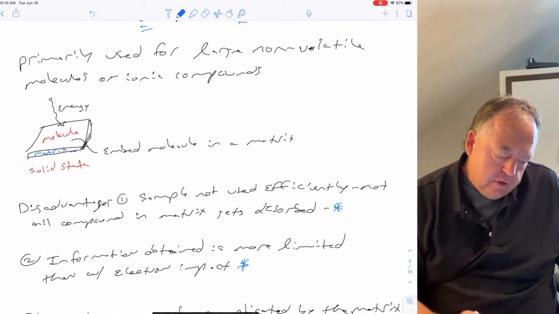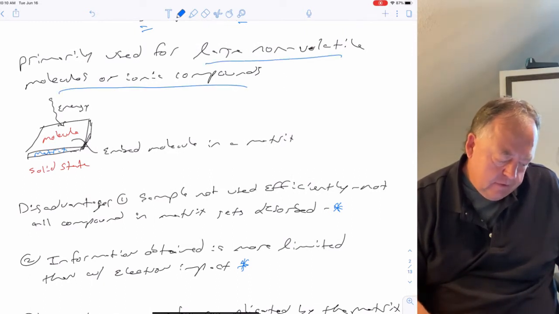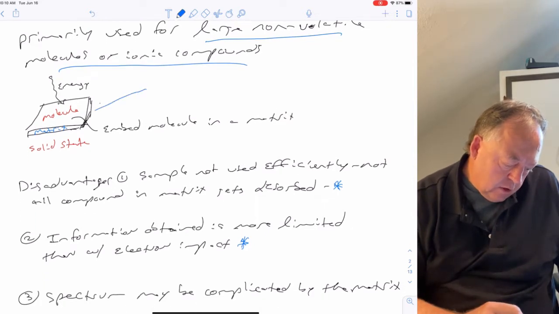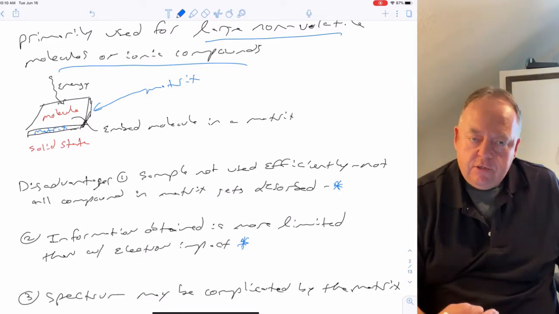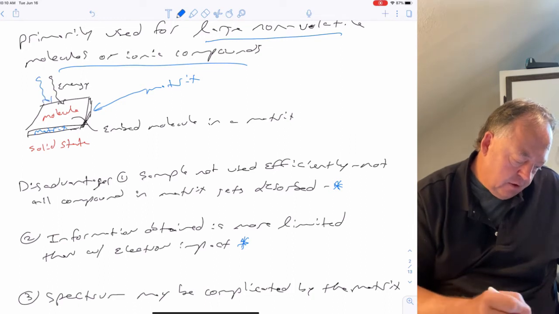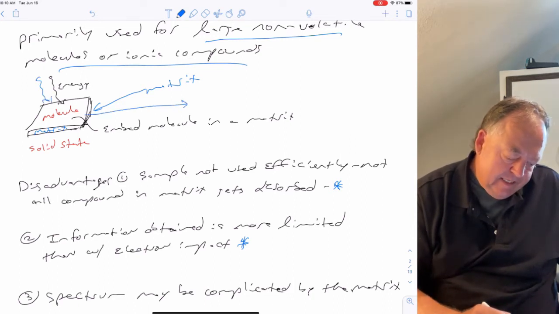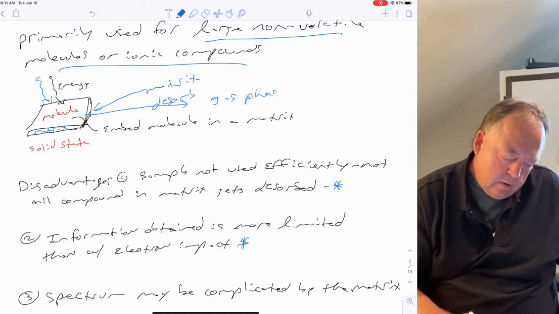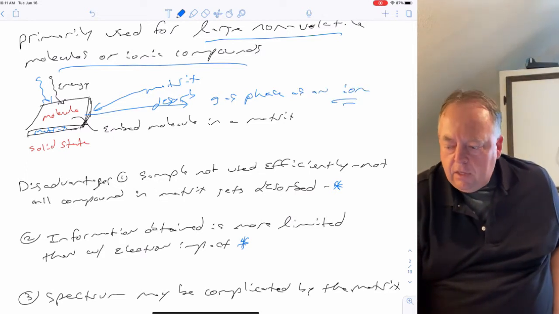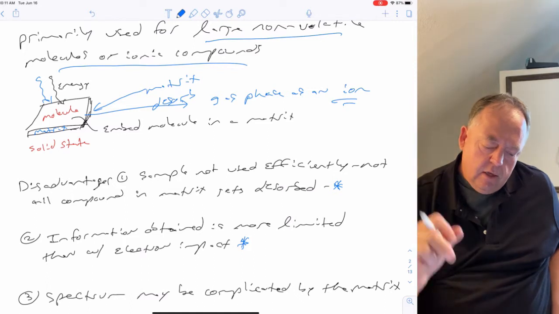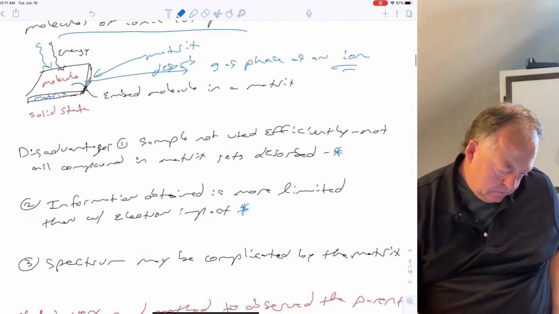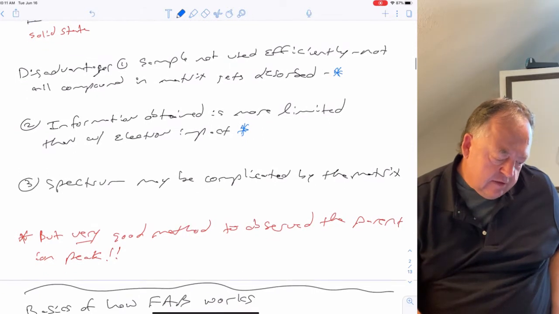Okay, so these are primarily used for large non-volatile molecules or ionic compounds. Basically what you have is what's called a matrix, and you have your molecule embedded in the matrix. Then you hit your molecule with energy, and that causes your molecule to desorb from the matrix and go into the gas phase as an ion. And then the electric fields in the mass spectrometer can be used to accelerate that ion into the mass analyzer.